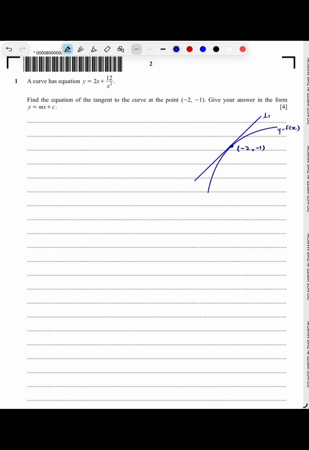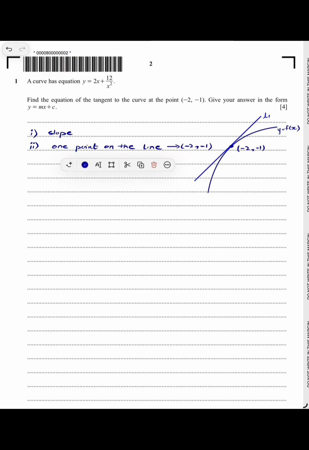Remember, in order to find the equation of any linear line, you just need two things. The first thing is the slope, and the second thing that you need is one point on the line. So we already have one point on the line, which is -2 and -1. So in order to find the equation of the tangent line, the only thing left is the slope, which we can easily find by taking the derivative of the equation of the curve at this point. Okay, so let's go ahead.